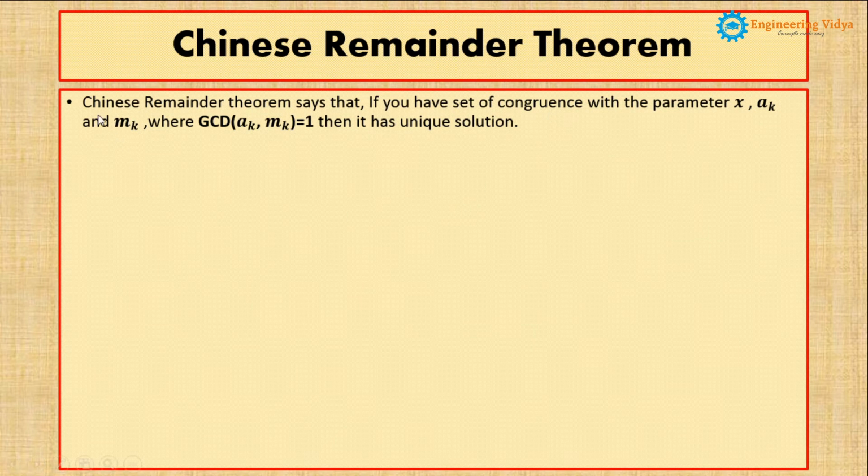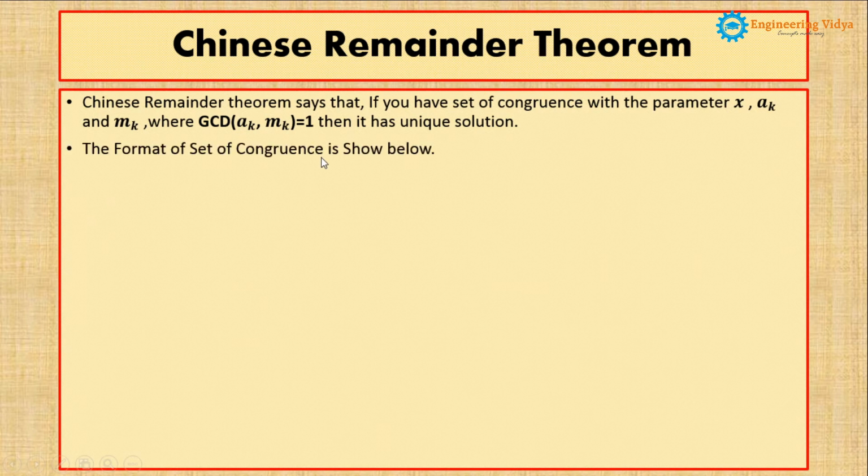Again I am reading this statement. The Chinese remainder theorem says that if you have a set of congruences with the parameters x, ak, and mk, and the GCD of ak and mk is 1, then this set of congruences has a unique solution.